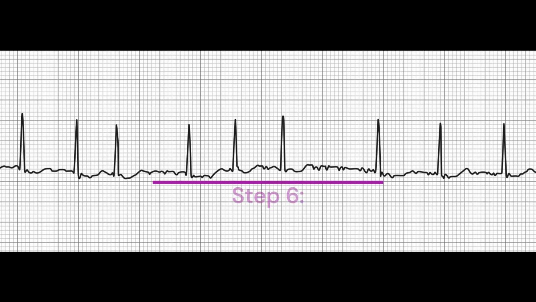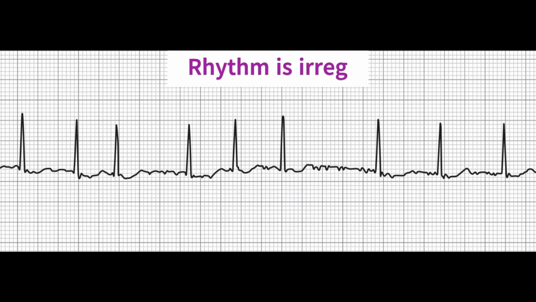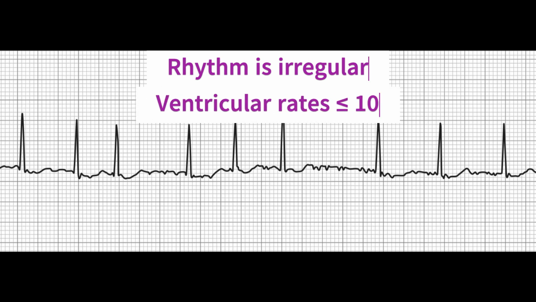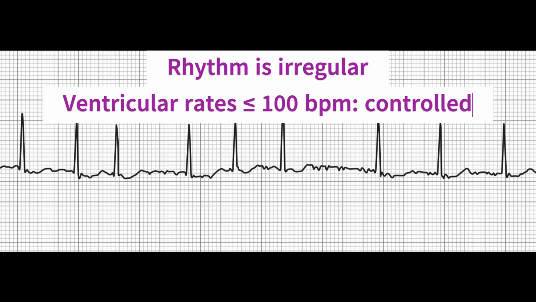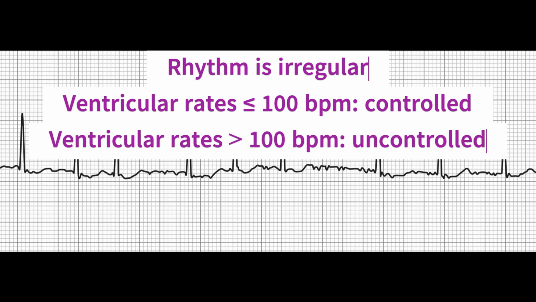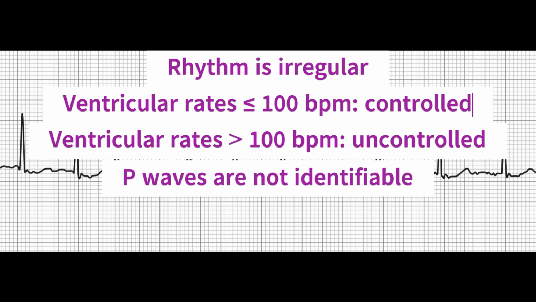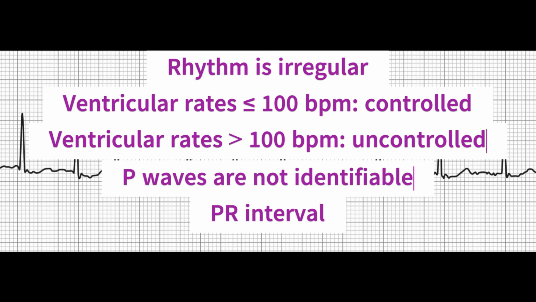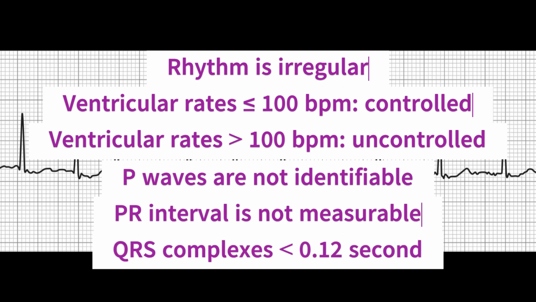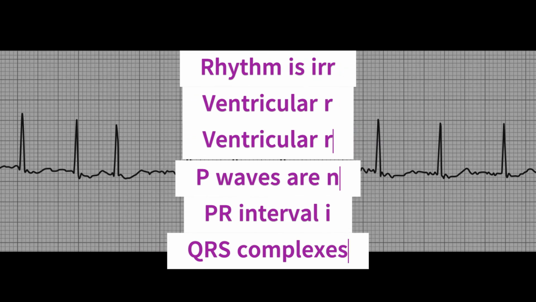Step 6. Interpret the findings. To summarize, atrial fibrillation is generally an irregular rhythm. Ventricular rates that are 100 or less would mean it is a controlled AFib, while ventricular rates above 100 would mean it's an uncontrolled AFib. P waves are not identifiable or are fibrillatory waves. There is no measurable PR interval. The QRS complexes are normal, meaning less than 0.12 seconds in duration.